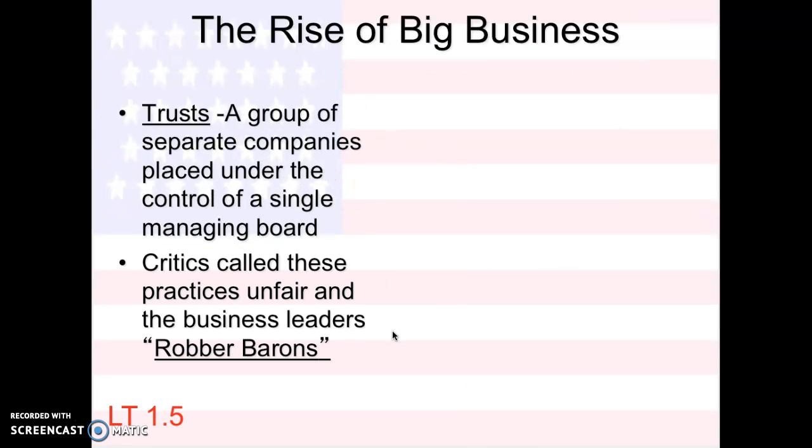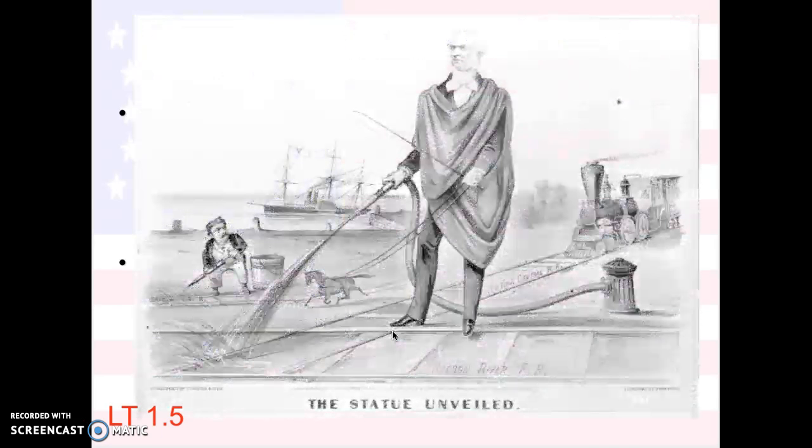Some other things that come along with this: after monopolies are outlawed, the way to get around this was by creating a trust, which is a group of separate companies placed under the control of a single managing board. So Rockefeller, after it was outlawed that he couldn't have a monopoly, then he had a trust. So basically, he sort of still owned those companies. He controlled them. And they all had a board, so it was still knocking out competition. Critics called these practices unfair, and the business leaders robber barons.